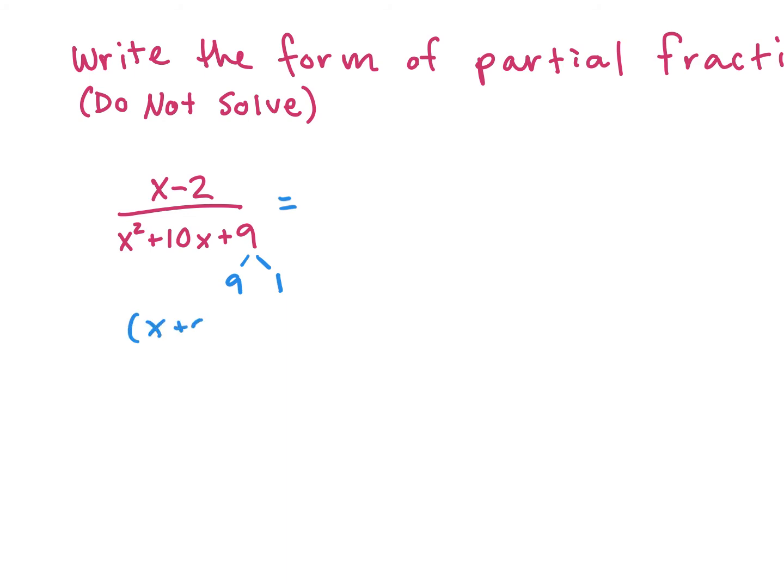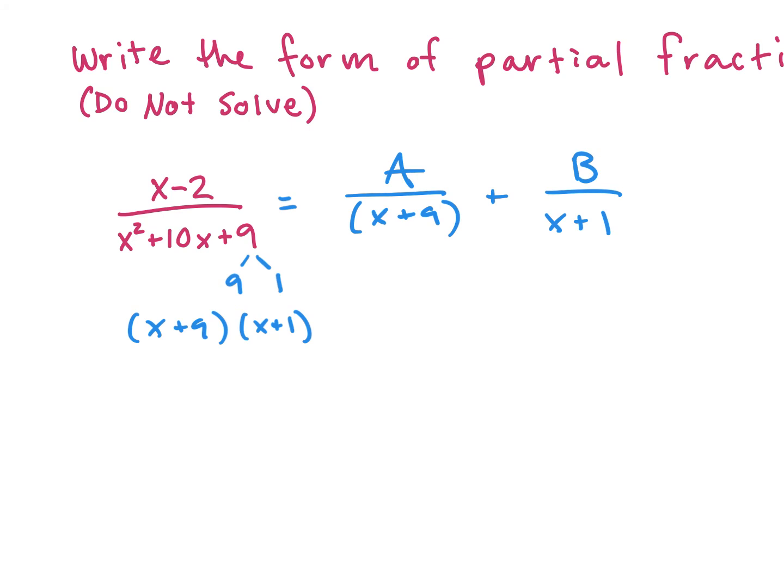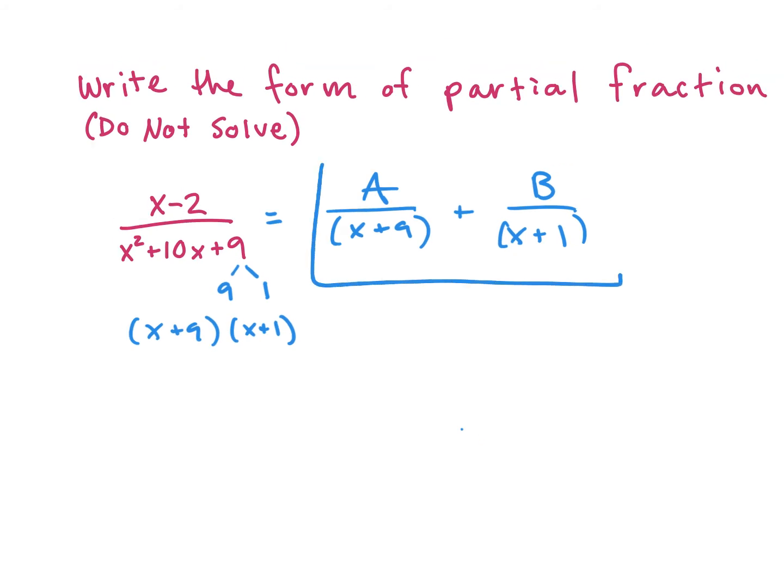9 and 1, so we have x plus 9 and x plus 1. So when I split that up, I have x plus 9 with A on top, and then plus B over x plus 1. Again, it doesn't matter, you can switch it. If I had x plus 1 first and A on top, when you work out the math, you'll get different values for A and B, but it's always going to be that value over x plus 9. All right, so for this one, all we had to do is set it up. You don't have to solve, so that's the answer.